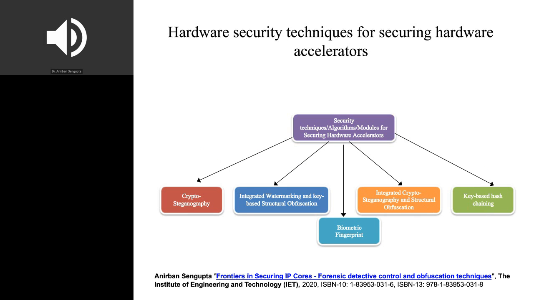Now, there are different types of hardware security algorithms that have been researched and innovated by the scientific community. I'm going to be touching on the following ones, specifically the ones related to biometric fingerprinting and the ones related to cryptosteganography and structural obfuscation. However, the five most important ones in the context of DSP and image processing applications that have come out in recent years are: first, the cryptosteganography algorithm. The second is integrated watermarking and key-based structural obfuscation. The third is biometric fingerprinting. The fourth is integrated cryptosteganography and structural obfuscation. And the last one is the key-based hash chaining algorithm. So I'm going to be talking about a few of these in today's talk.